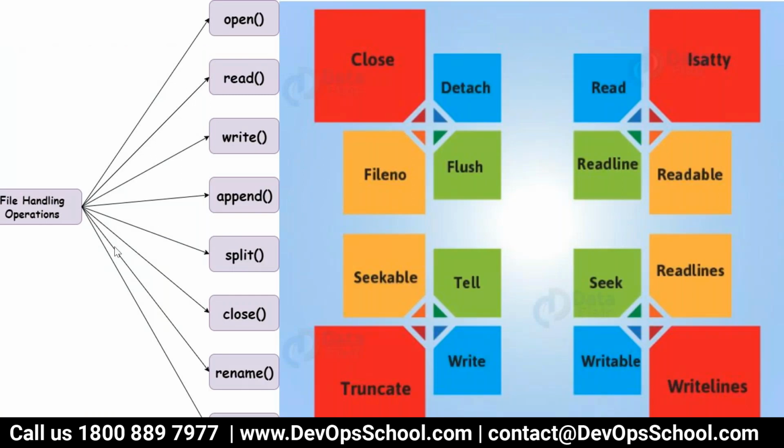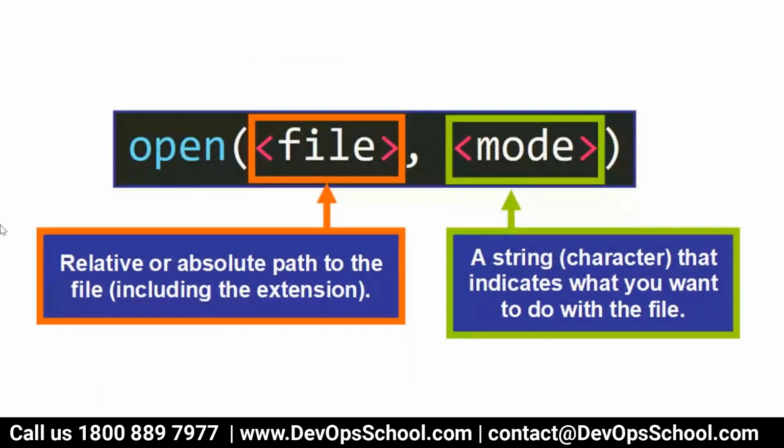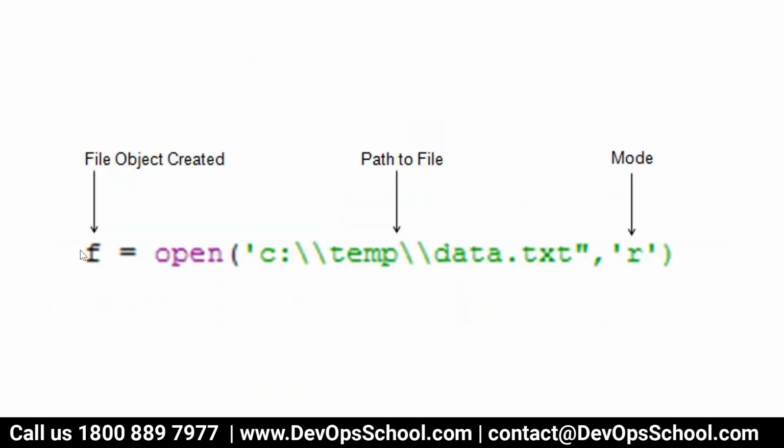These are the different method functions we have in Python: open, read, write, append, split, close, rename, remove. These are the functions which we have. Okay, so I discuss this one. This is an example for it.